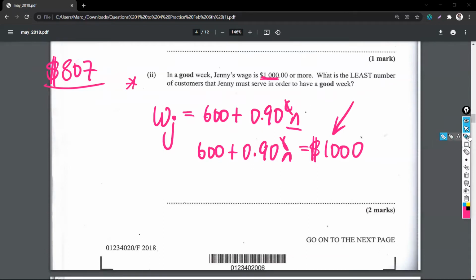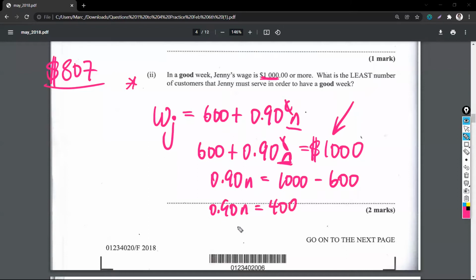And 1,000 US for the week is a lot. That's 150 grand for the week, right? So we're going to make N the subject of the formula here. We're going to say 0.90N is equal to 1,000 minus 600. Then we're going to say 0.90N is equal to 400. Then we're going to say N is equal to 400 divided by 0.90. Make sense?